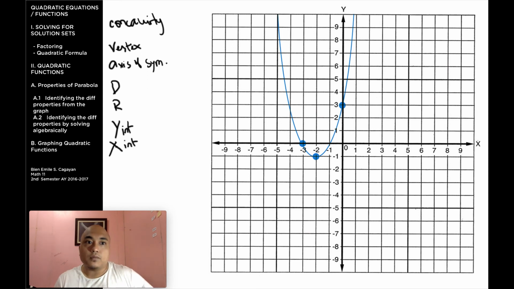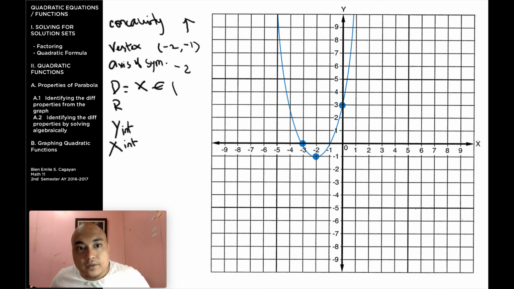Again, concavity, it's pointing upwards, so it's quite easy. Concavity is upwards. Vertex, you just look at the point: where is the lowest point? It's at -2 and -1. Axis of symmetry, where is it divided into equal parts? It's at -2. Domain again, if you can see, values of x are infinite, so x is an element of all real numbers. Y, however, what is our lowest point? Our lowest point is -1. So the values of y should be greater than or equal to -1.